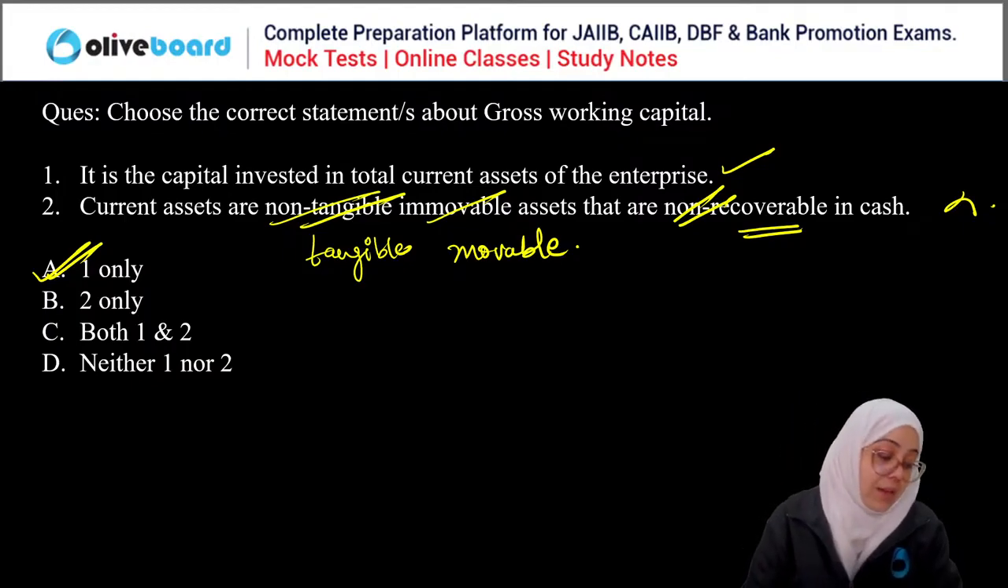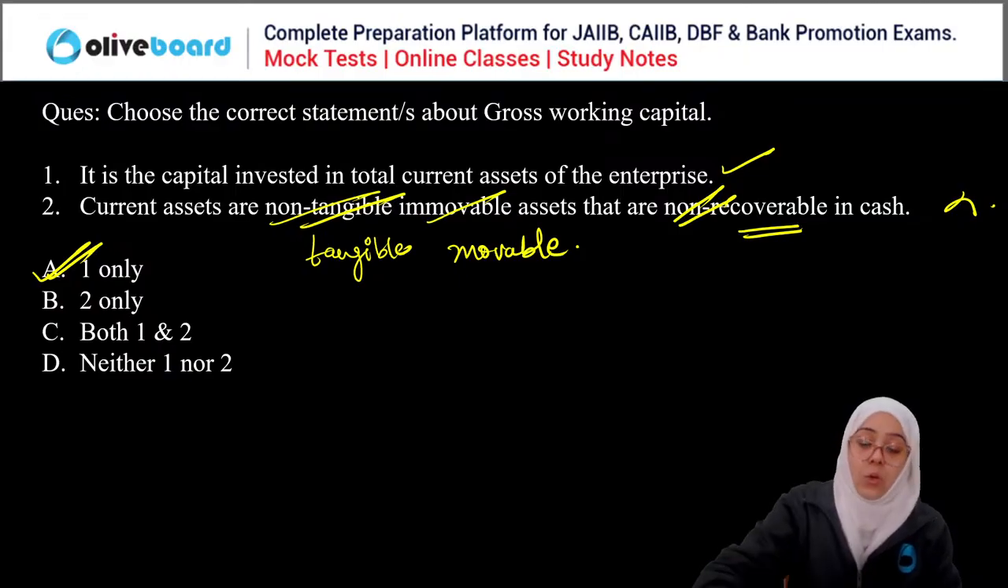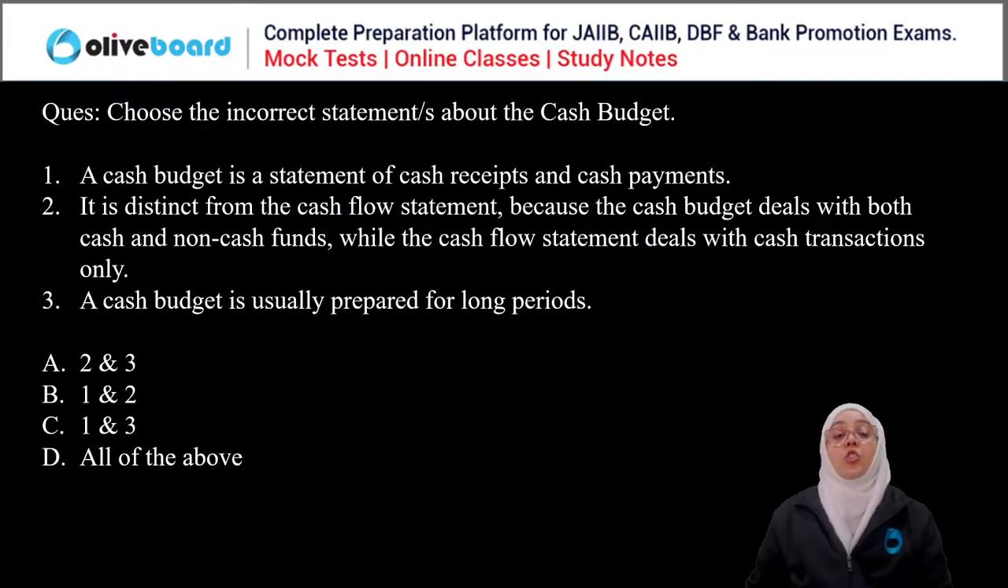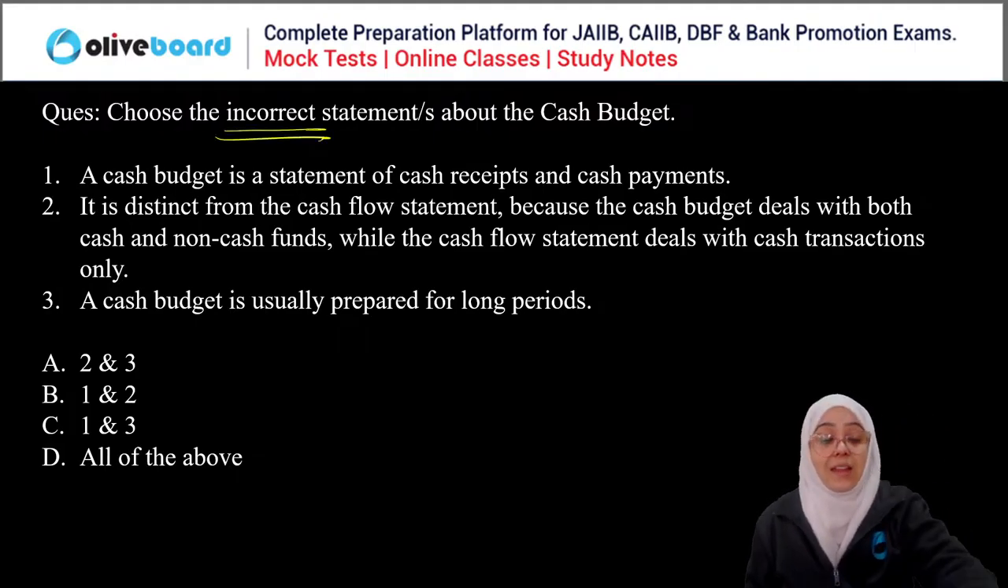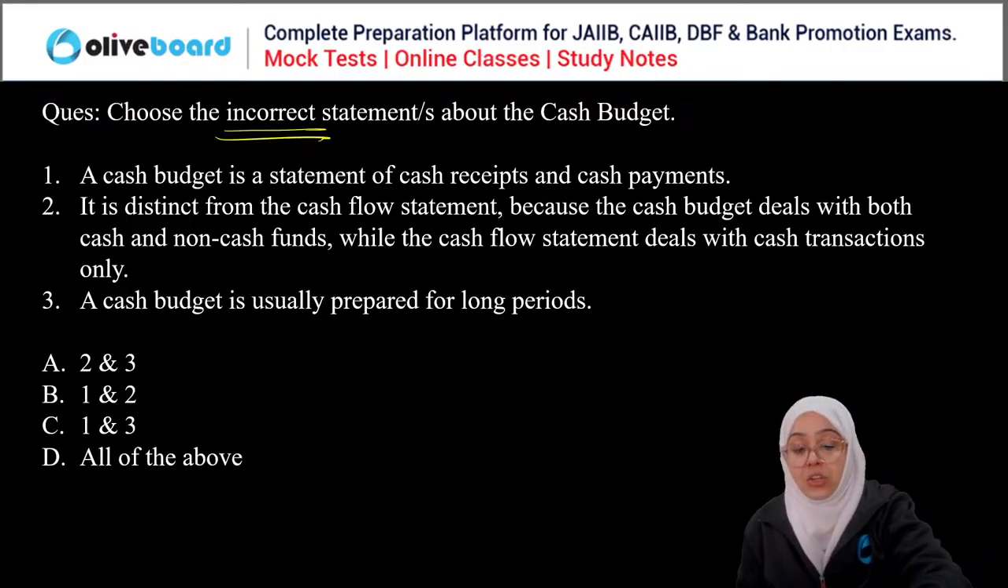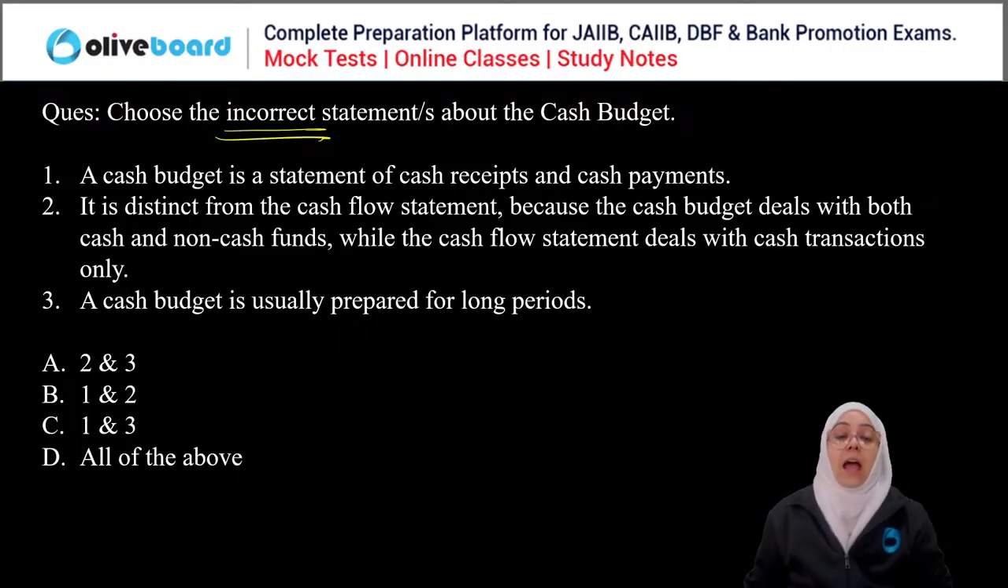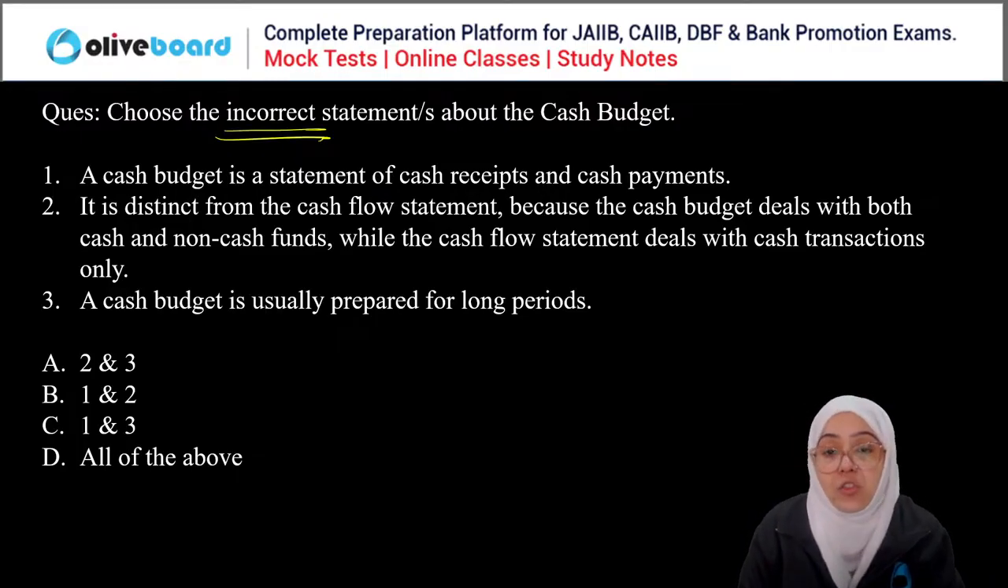Okay, done. Now the last question. Choose the incorrect statement about the cash budget. We have to choose the incorrect statement regarding the cash budget. A cash budget is the statement of cash receipts and cash payments.